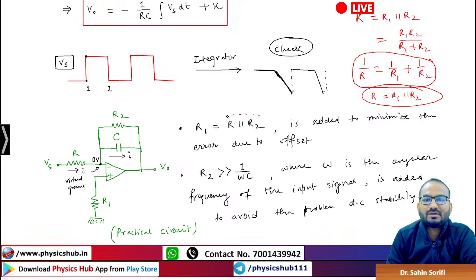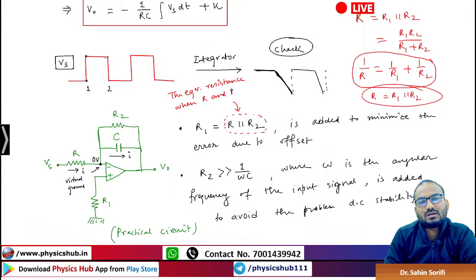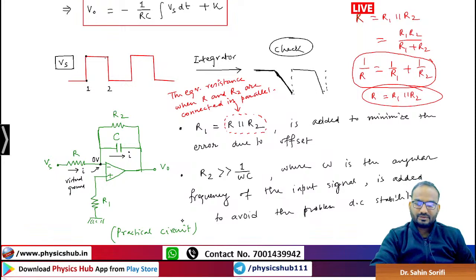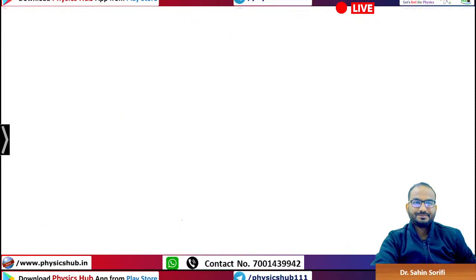You can also write it this way. This means the equivalent resistance when R and R2 are connected in parallel. Okay, crystal clear. Let's go to the differentiator circuit.